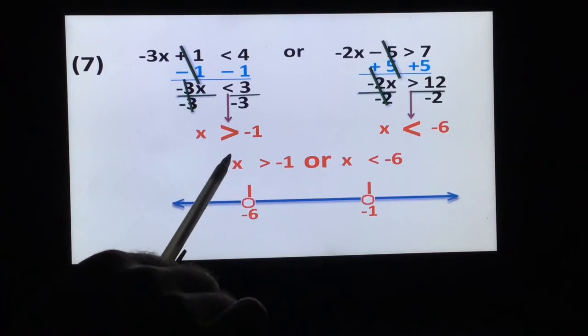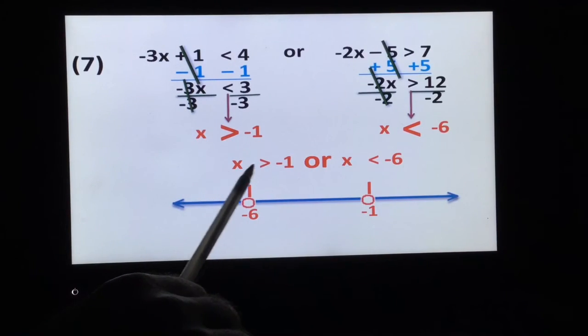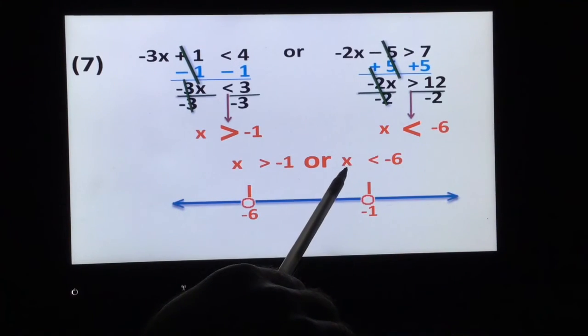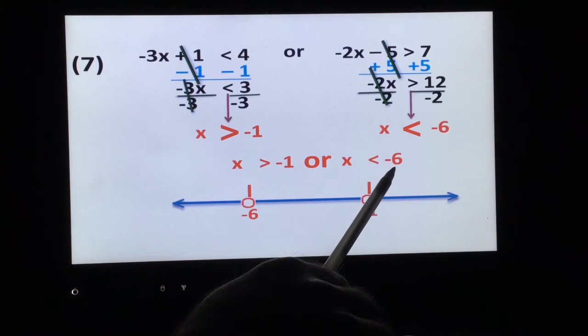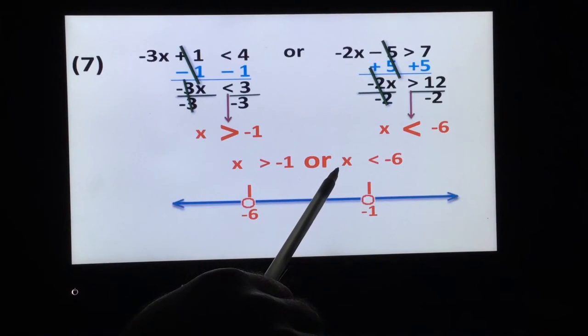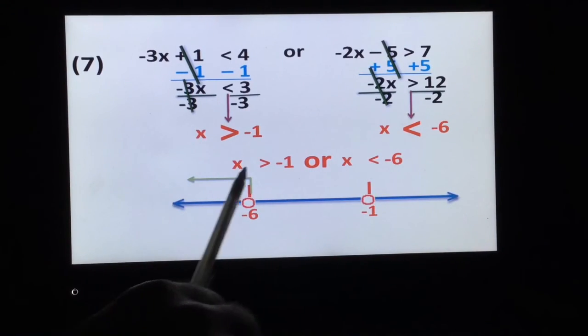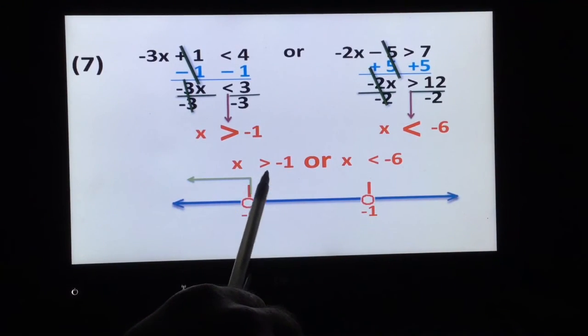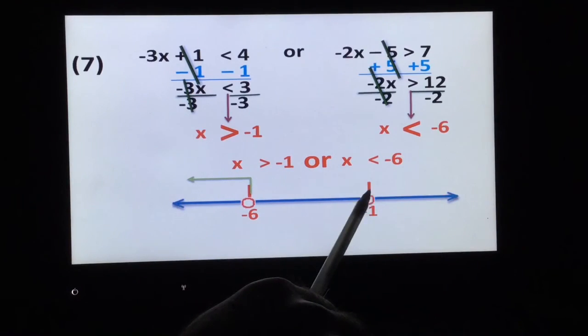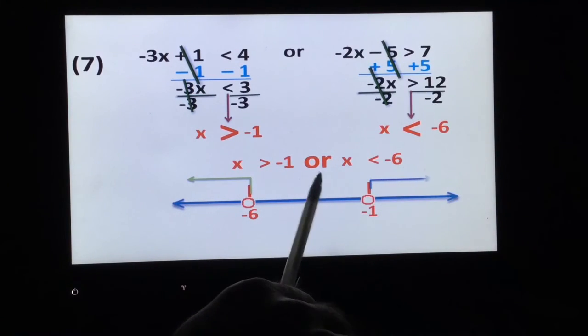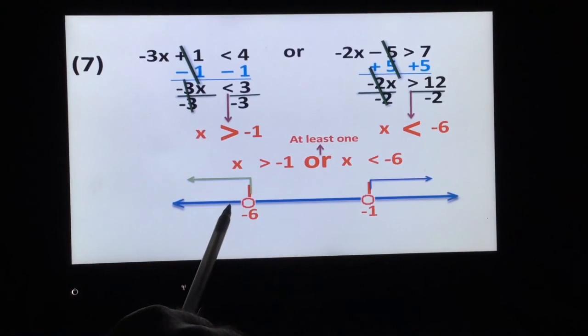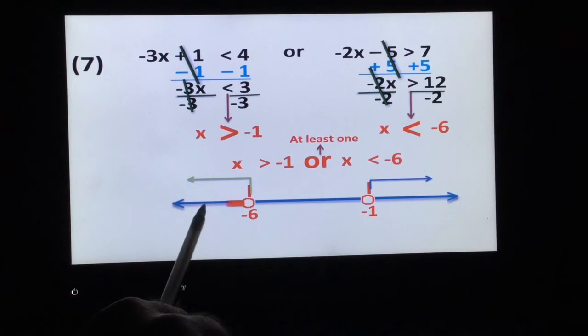For this one right here, actually let's start with this one. x is less than negative 6. A number that would work here would be like negative 100. So we would go up into the left. Over here, we have x is greater than negative 1. That would be up and to the right. Or means at least one shading. Therefore, this is green, so we're going to shade over there. This is blue, and we're going to shade over there.